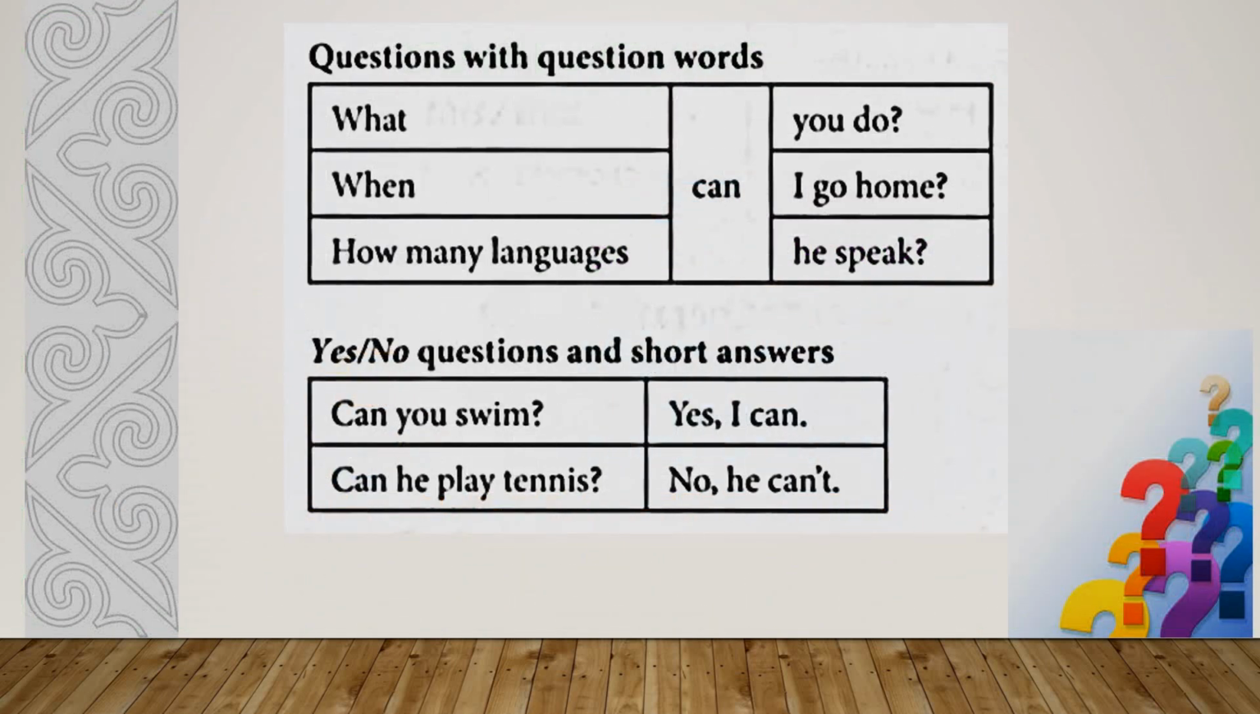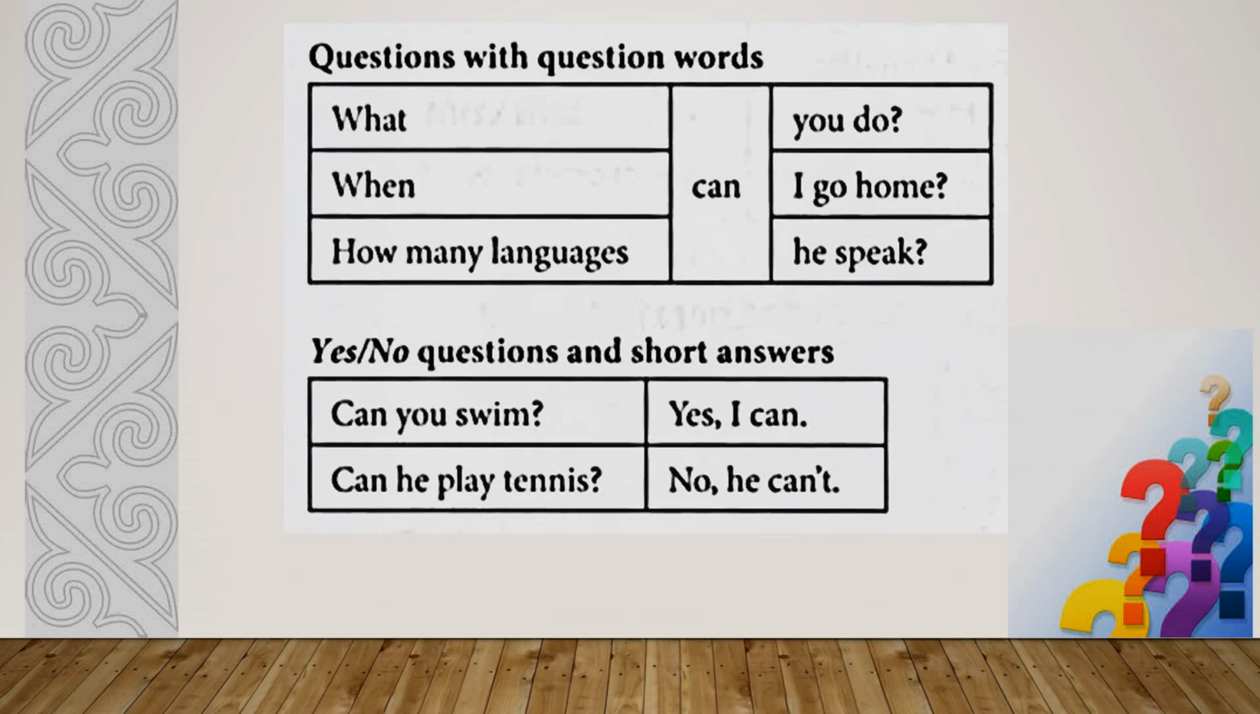Now for questions with can. How can we make a question using can? We change the order of the subject and can. For example, you can swim. Can you swim? If you want to give a short answer, say yes, I can or no, I can't. For example, can he play tennis?